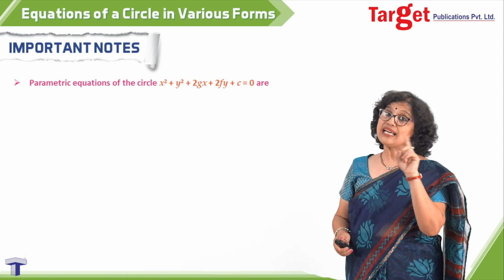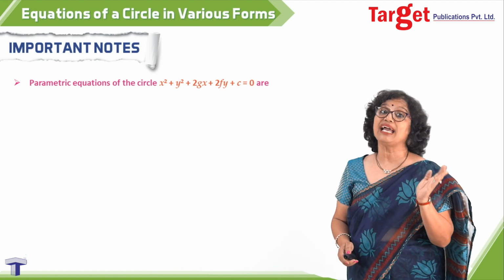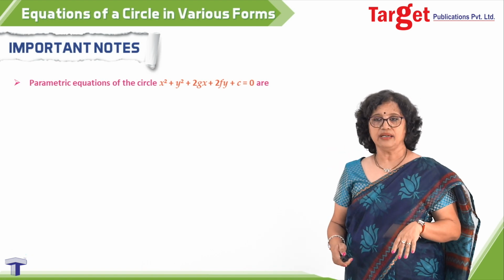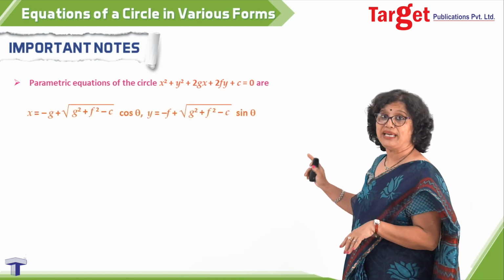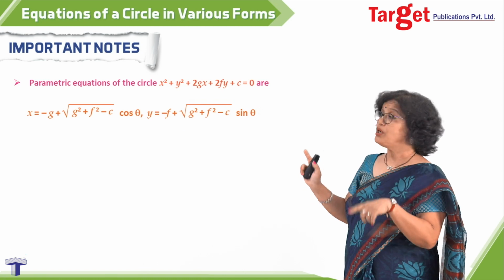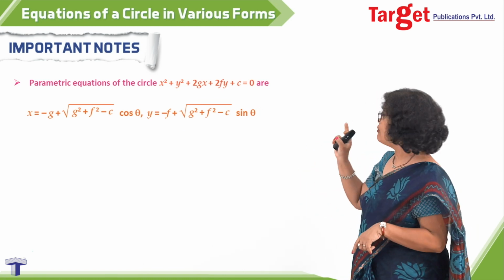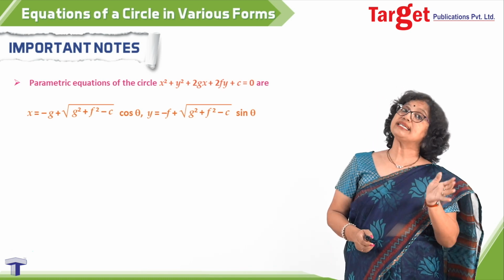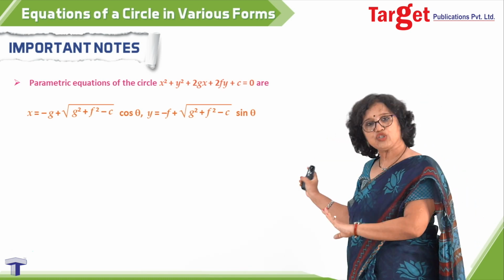and where the center played its role, when the center was (h, k) we had written x equal to h plus r cos theta. So the corresponding change you will write here: x equal to minus g plus under root g square plus f square minus c cos theta, right? And y would be written as minus f plus under root g square plus f square minus c sin theta. Now this would be the form.